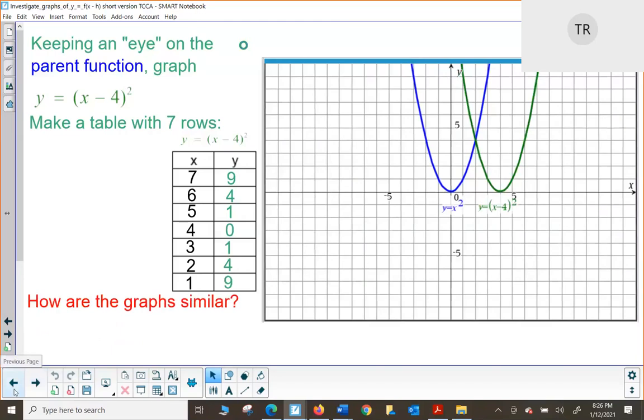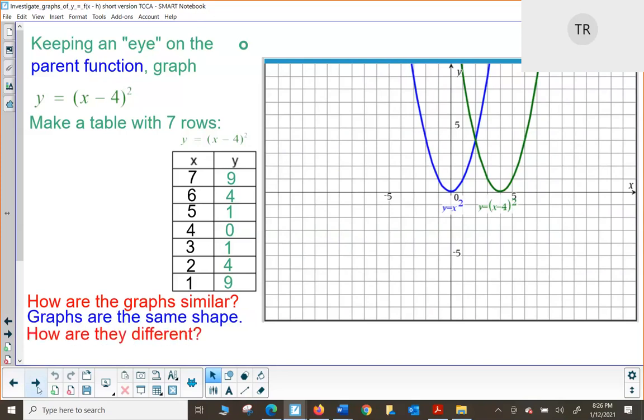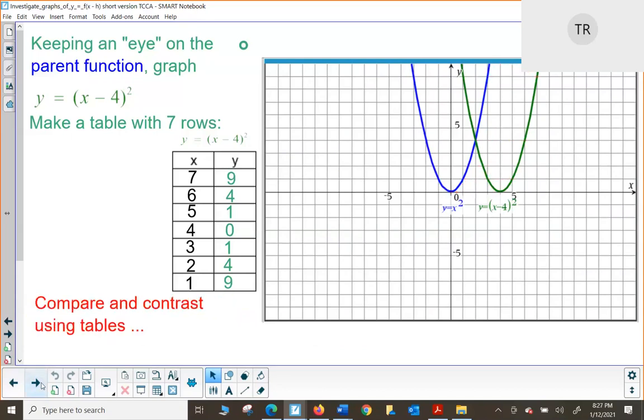And I want them to think about, how are these graphs similar and how are they different? But again, I don't just want to tell them. I would like them to tell themselves, and I'm hoping they will give that a shot. I'm hoping they'll say the graphs are the same identical shape, congruent. How are they different? If you look, going from blue to green, from the parent to the transformed function, it's right 4 units from that point, right 4 there, right 4 there. In fact, right 4 everywhere, okay?